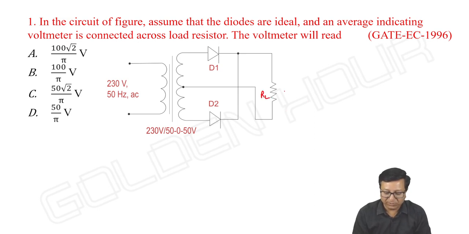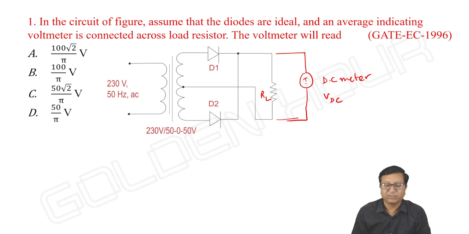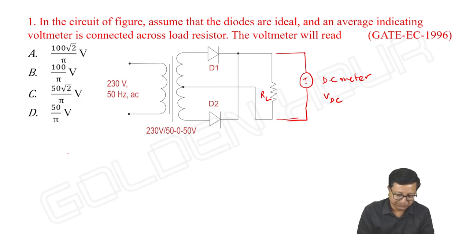So there is a load resistor R instead of RL. We have been practicing with RL, but they have not mentioned anything, so we can take RL. It doesn't matter. An average indicating meter is connected. Average indicating meter is just a DC meter, which gives VDC, the average value of the output voltage. What is the formula for VDC?